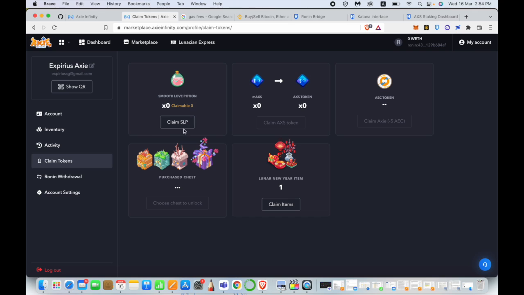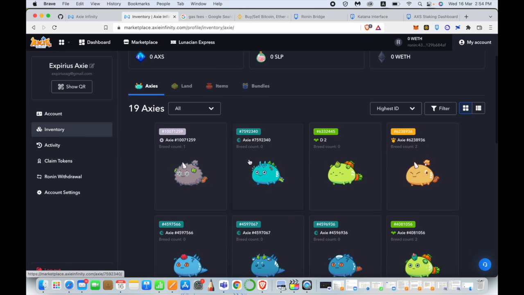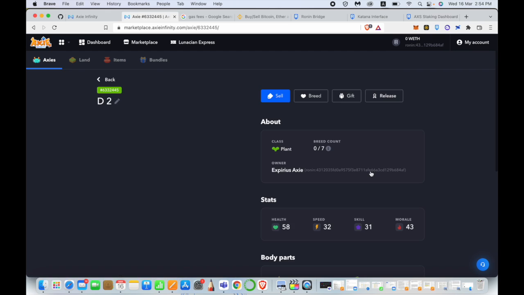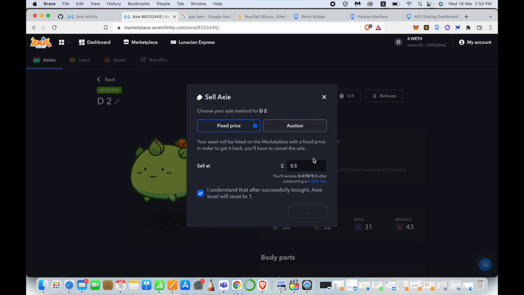The other thing within the marketplace is you can also purchase, sell, and list Axie NFTs. So for example, this is just an example from my account. See, I can sell, breed, and give them to someone else. But each time I sell and breed, I will also have to pay gas fees.